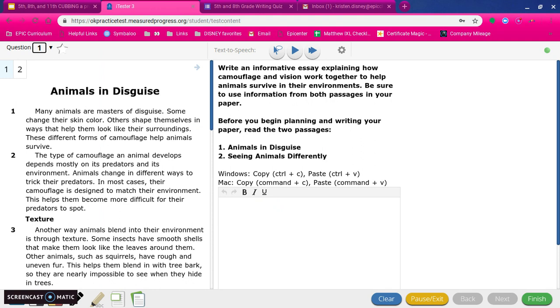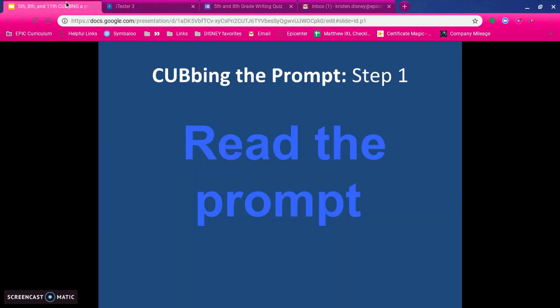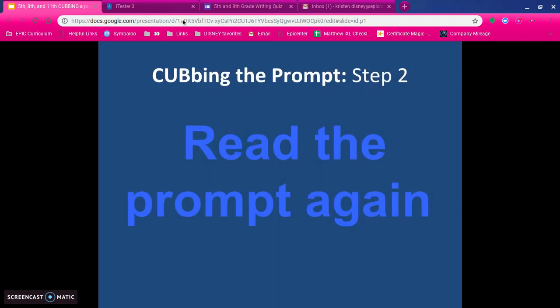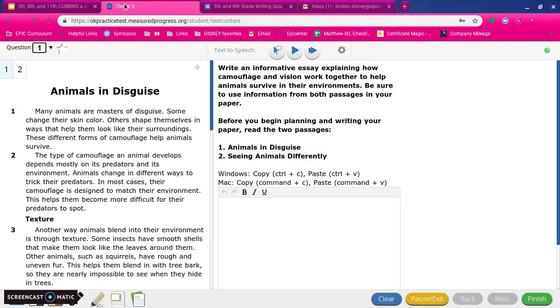Before you begin planning and writing your paper, read the 2 passages: Animals in Disguise, Seeing Animals Differently. Step 2 is read the prompt again. Very important. You want to make sure you understand exactly what the prompt is.